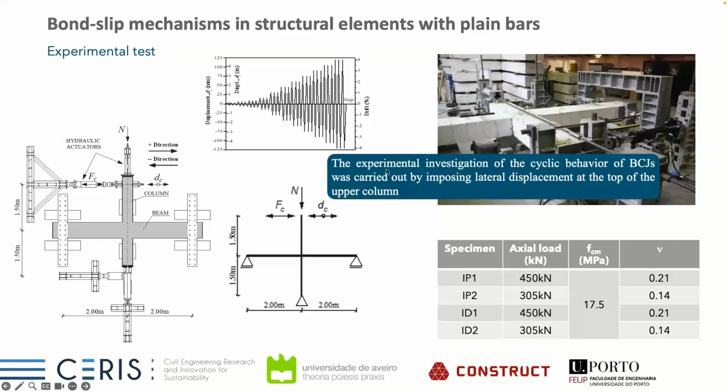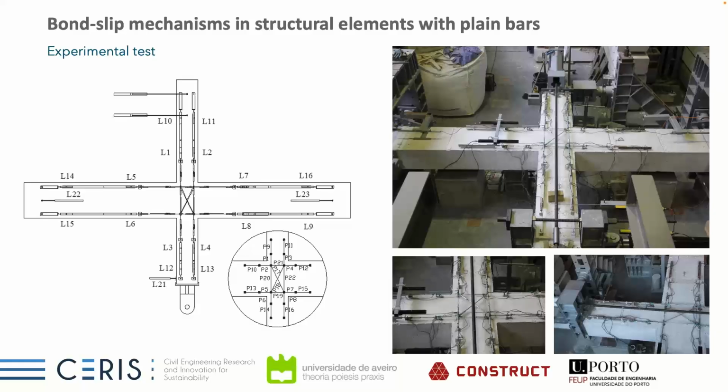And then we perform this with imposed displacements. Here we have an increase of the imposed displacements in the upper column in a cyclic way. We have considered 2 levels of axial load, 450 kilonewtons, which corresponds to an axial ratio of 21%, and an axial load of 305, which corresponds to an axial ratio of 14%. So this is a way of understanding the possible influence of this axial load in the behavior of the beam column joint.